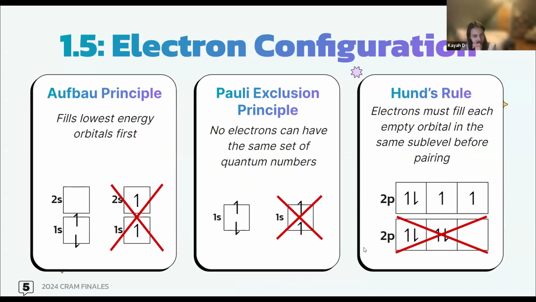And then we also have electron configuration, which goes into a little bit with quantum numbers. First, you have the Aufbau principle. That's how you pronounce it. That's a rule that you have to fill the lowest energy orbital first, right? So for example, you have 1s and then you have 2s. 1s is the lower energy orbital, and 2s is the higher energy orbital. You're going to fill the 1s orbital first.